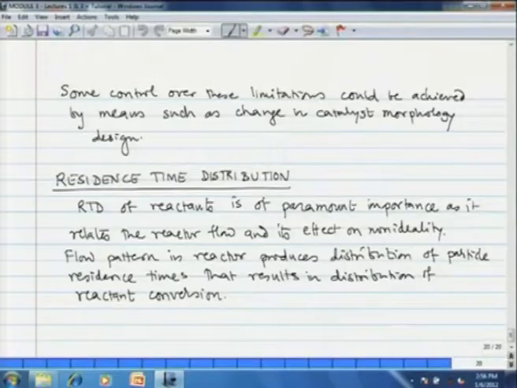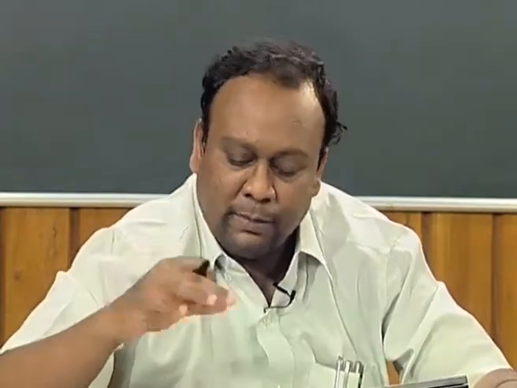The flow pattern in the reactor produces a distribution of particle residence time or fluid element residence time that results in a distribution of reactant conversion. Now, the flow pattern in the reactor is very important, whether it is a completely plug flow reactor or there is slight back mixing or complete back mixing. So, depending on this, the residence time distribution will vary.